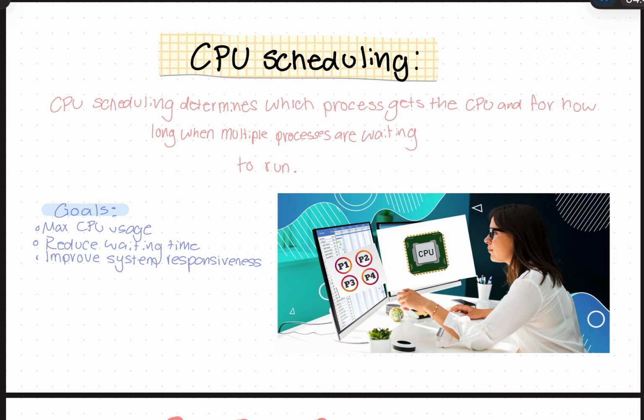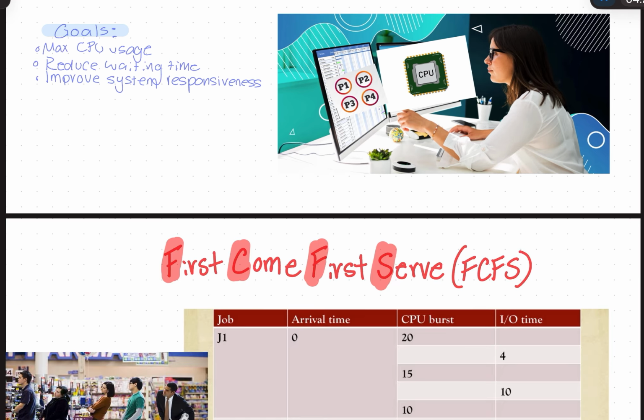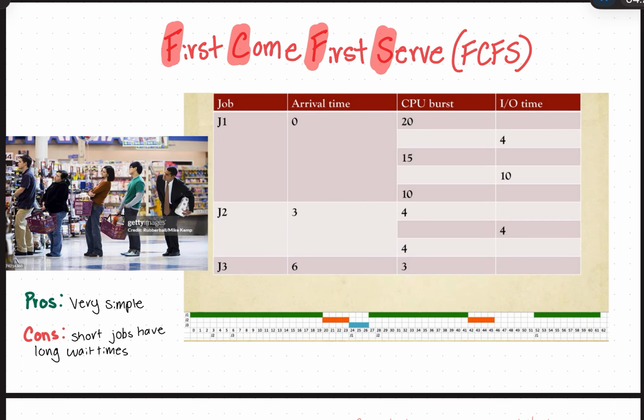CPU scheduling determines which process gets a CPU and for how long when multiple processes are waiting to run. So this basically means it's going to try and reduce the waiting time and improve system responsiveness. Now I'm going to go through 4 different algorithms to help prioritize different things depending on what you're doing. So let's start with the first one, the first come, first serve algorithm.